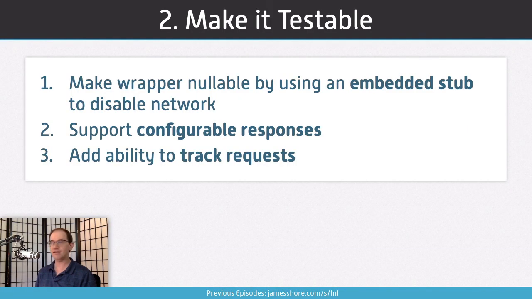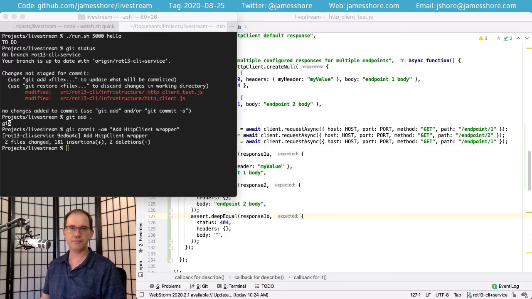Okay, so this one is going really long. I apologize for that. We're almost done though. We've got our embedded stub. We've got our configurable responses. Now we just need the ability to track requests. And this we've done before. Let me just check in what I've got so far.